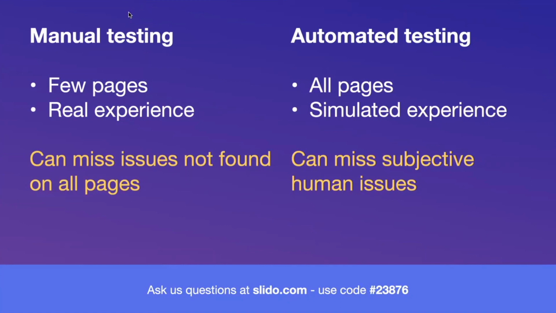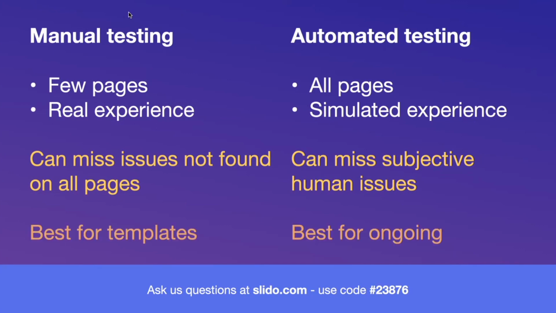As a result, manual testing can miss issues not found on all pages. That's the biggest weakness. On the other hand, automated testing will tend to miss the subjective human issues that only a human being would realize. I mention this because, as you can probably guess by now, you really should be doing both. There's no shorthand for this. You kind of need a combination.